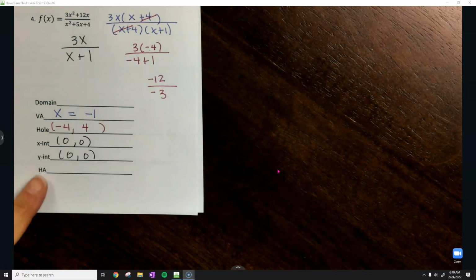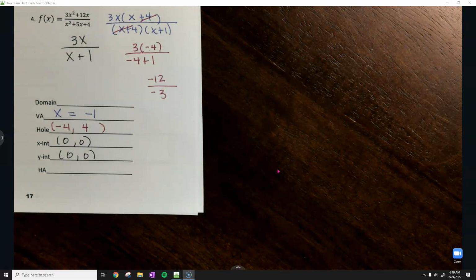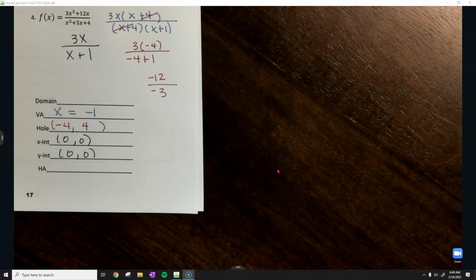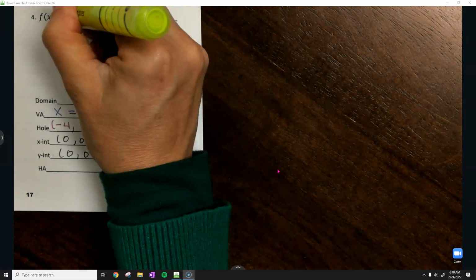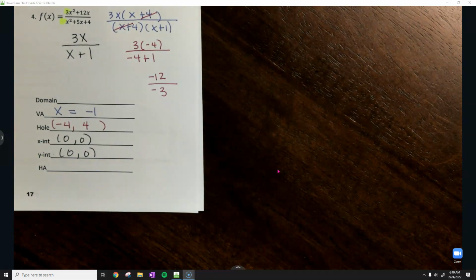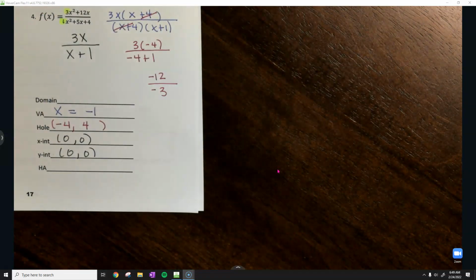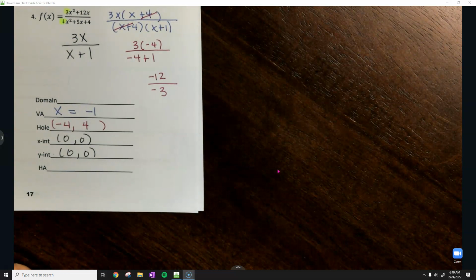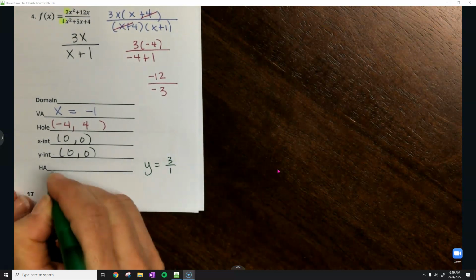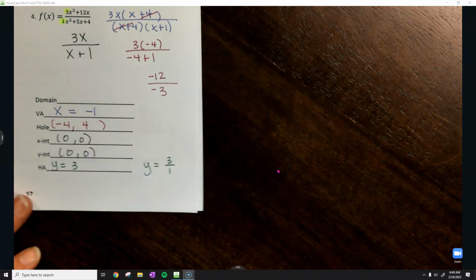Let's go ahead and knock out the horizontal asymptote. Remember, the horizontal asymptote is a degree war. And actually, the war right here is a tie because they both have a degree of 2 on the top and bottom. So what we're going to do is divide the leading coefficients. So we're going to take 3 and divide it by 1 because the bottom is understood to have a leading coefficient of 1. So y is going to equal 3 divided by 1, which of course is just 3.